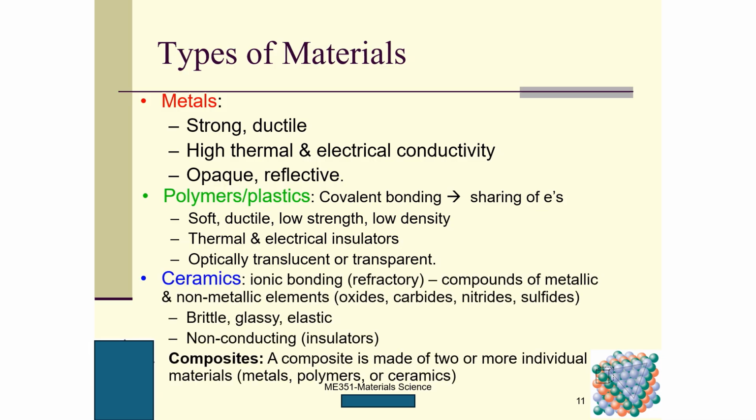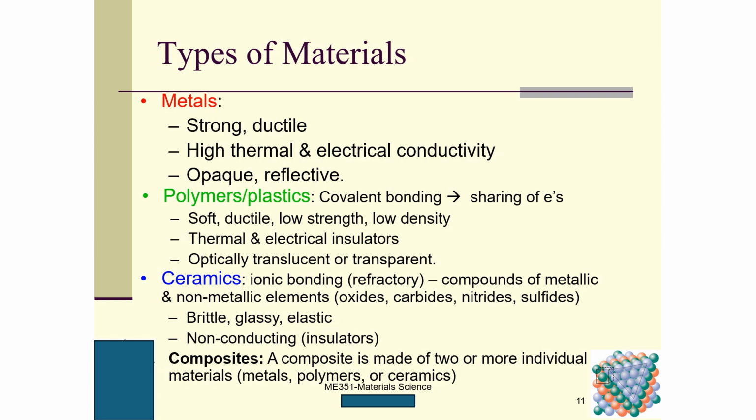The third category of material is ceramics. In ceramics we have ionic bonding, and we call them refractory materials. They are compounds of metallic and non-metallic elements, for example oxides, carbides, nitrides, and sulfides. These kinds of materials are brittle, glassy, and elastic, and also non-conducting, which means they are usually insulators. The fourth category of material is composites.